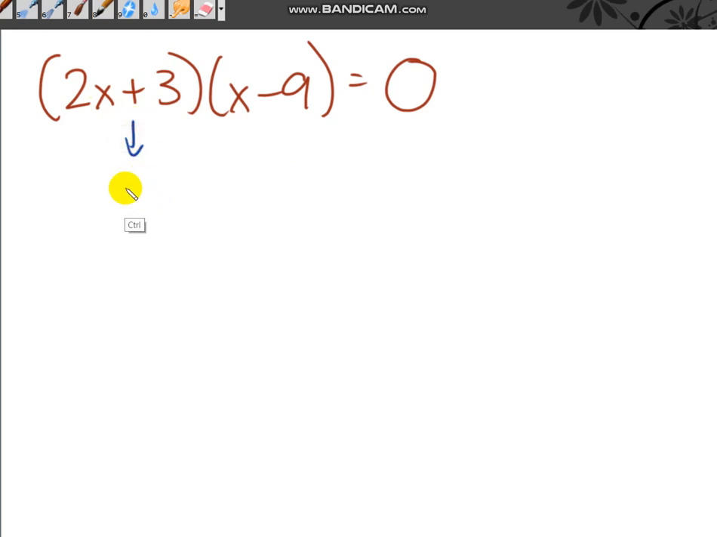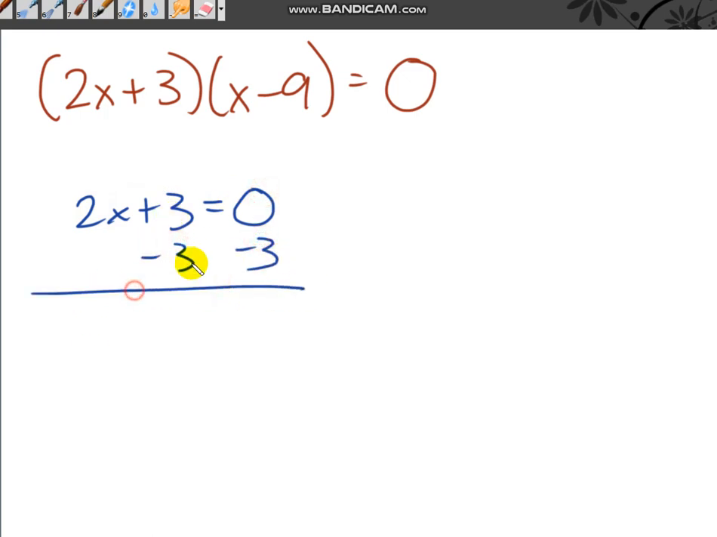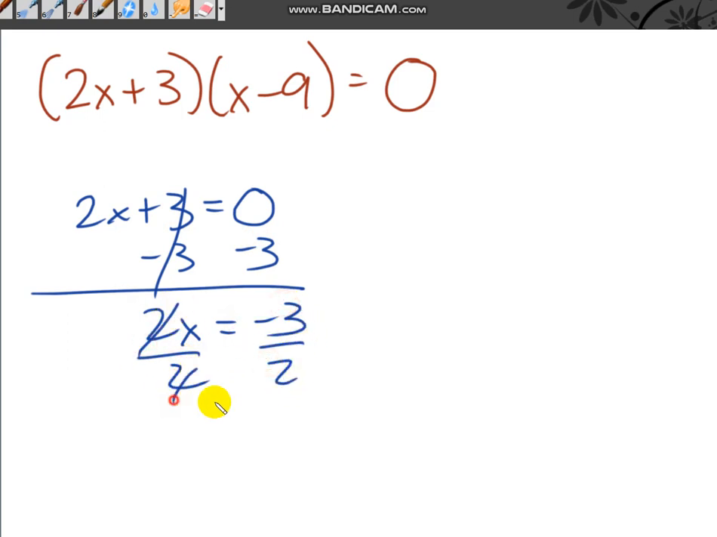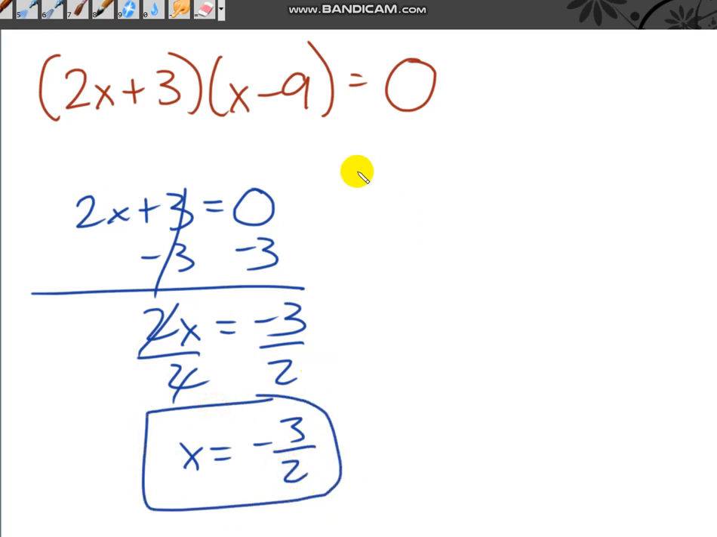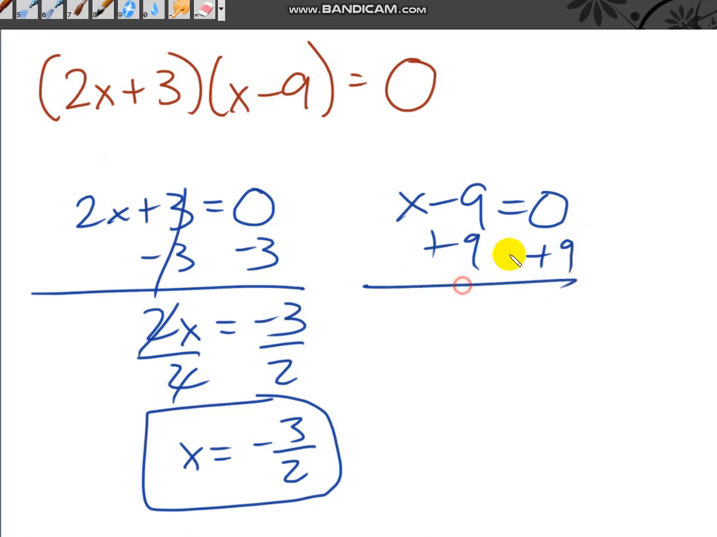Like I showed you earlier, set this piece equal to 0. So we have 2x + 3 = 0. Subtract 3 from both sides: 2x = -3. Divide by 2, the 2's cancel out, x = -3/2. That's one. Set this piece equal to 0. We have x - 9 = 0. Add 9 to both sides. We have x = 9. That is our other zero. This is not very hard.